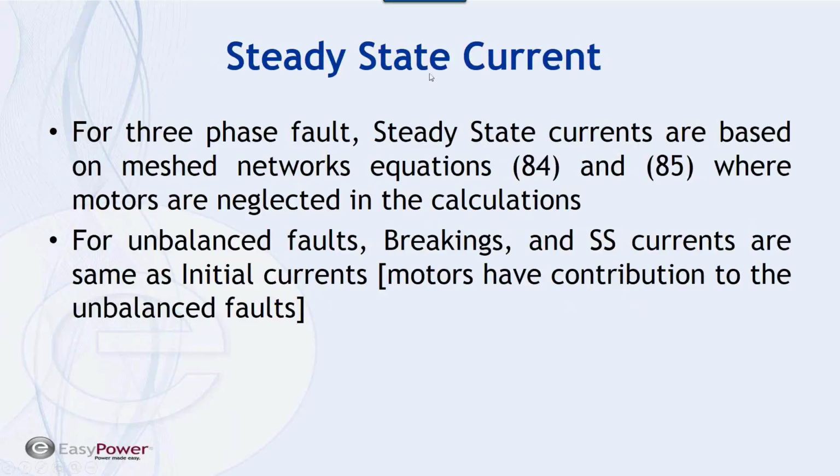Let's take a look at the steady state currents. For this three-phase fault, as it comes from the name, that would be the current values after a very long time has passed after the fault. So for three-phase faults, steady state currents are based on mesh network equations, which are equations 84 and 85 in IEC, where motors are neglected in the calculations. One more time, we mentioned this one and we covered it, but I switch back so that we don't forget it. This is a statement where we have to make an exception. It's not always the case.